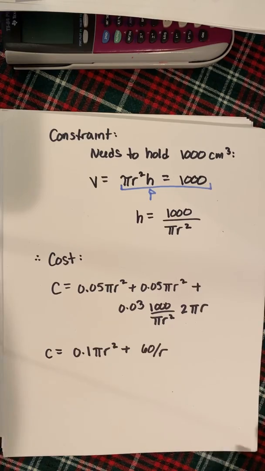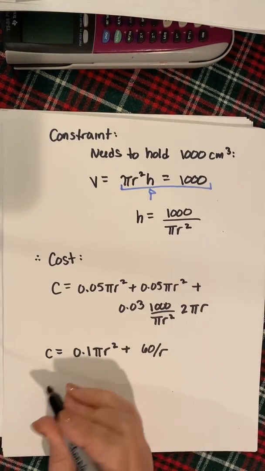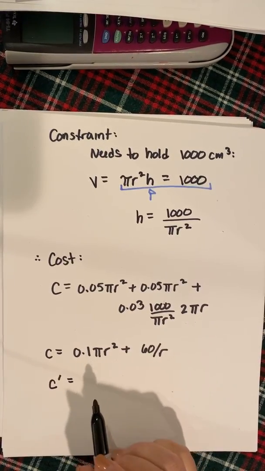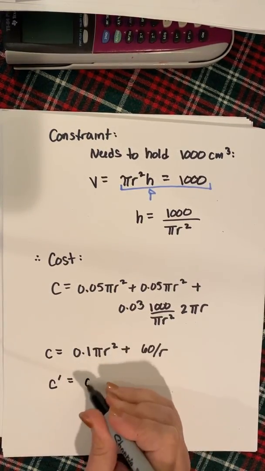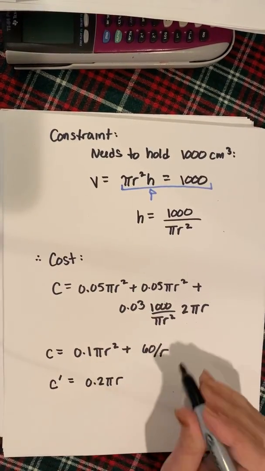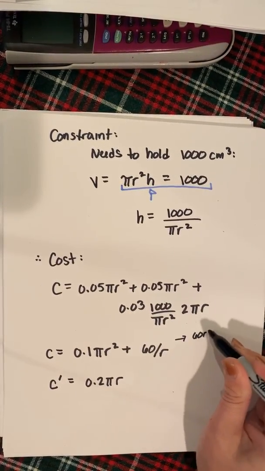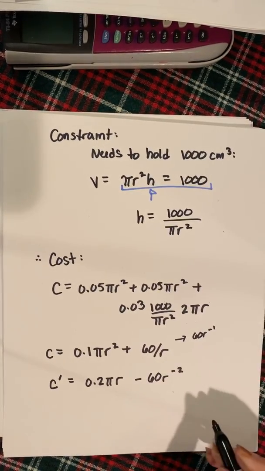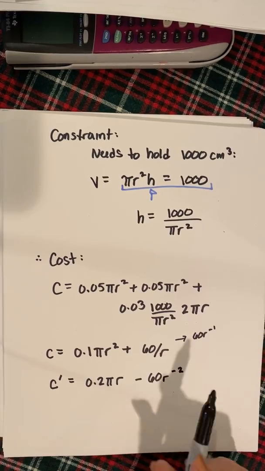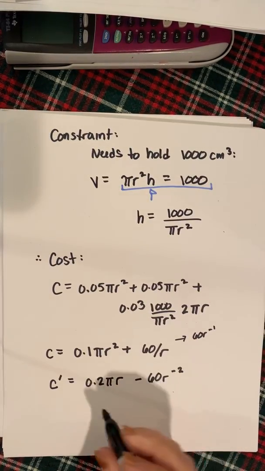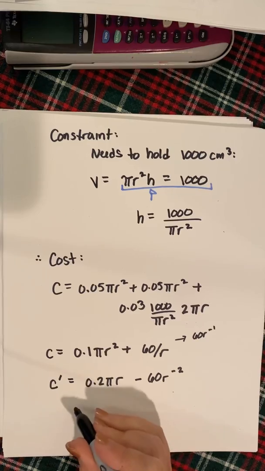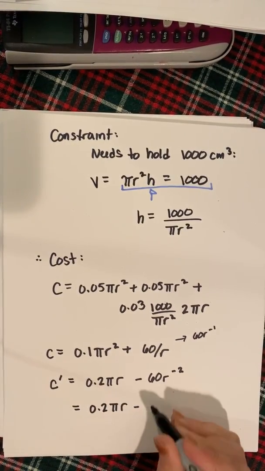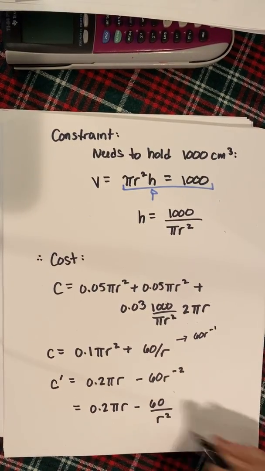So now in order to find the minimum value of this function, we're going to take the derivative, and we're going to see where it's either undefined or 0. So take the derivative, we can get 0.2 pi r. So this is, think of this as 60r to the negative 1 power minus 60r to the negative 2. Right, now this time we have a place where the derivative is undefined. So I'm going to clean this up a little bit. Let me rewrite this as 0.2 pi r minus 60 over r squared.